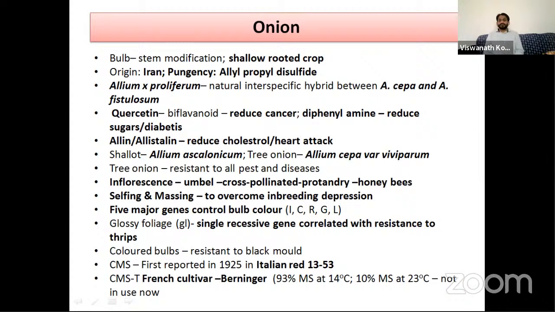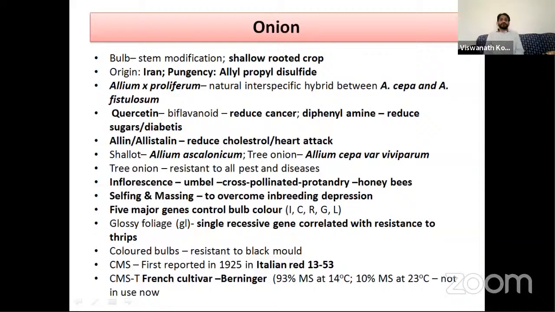And there is a biflavonoid present in the onion, that is quercetin, that reduces cancer. And the presence of diphenylamine in the onion makes it good for diabetic patients. And the amino acids, alliin and allicin, reduce cholesterol and heart attack. So onion is very healthy food. Onion is very beneficial. So these are the health benefits of the onion. And there are some other Allium species we use as vegetables, like shallot, Allium ascalonicum, and tree onion, Allium cepa variety viviparum. The tree onion is resistant to all pests and diseases.